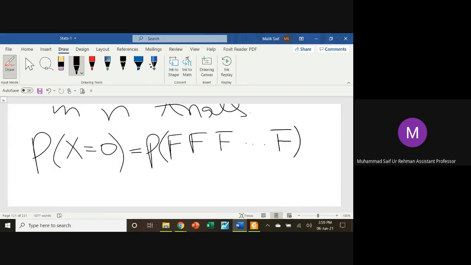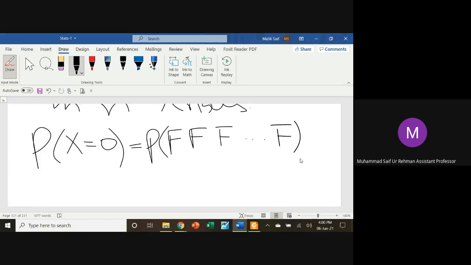It is quite possible. Is it possible? Yes, sir, it is possible. Every time tail is there. Okay, so the probability that 0 head will occur means there is no s in this. There is no s in this means there is no success. Every time failure is there. No success means head is not there, or if you are going to consider head as s, then s is not there.